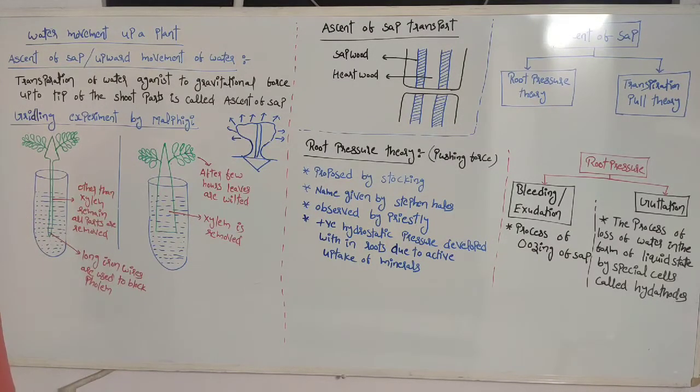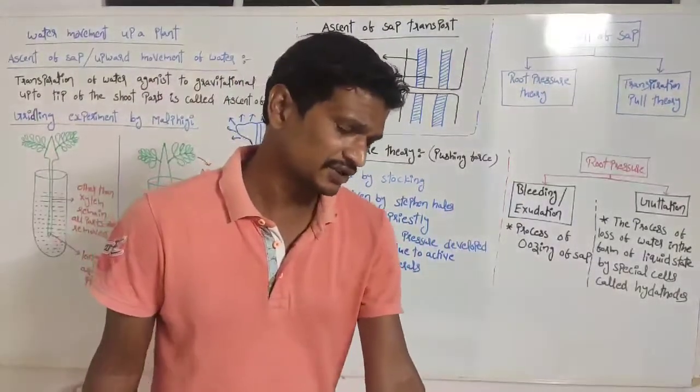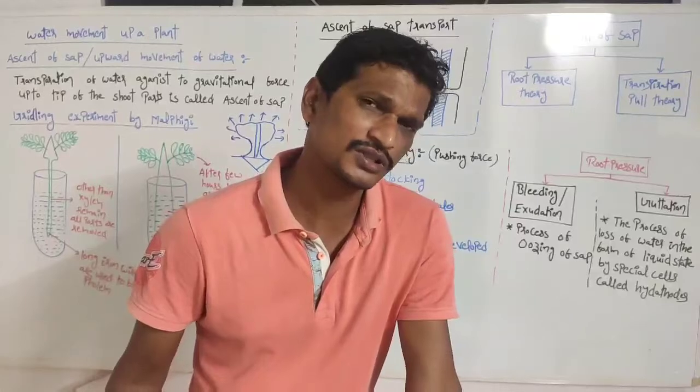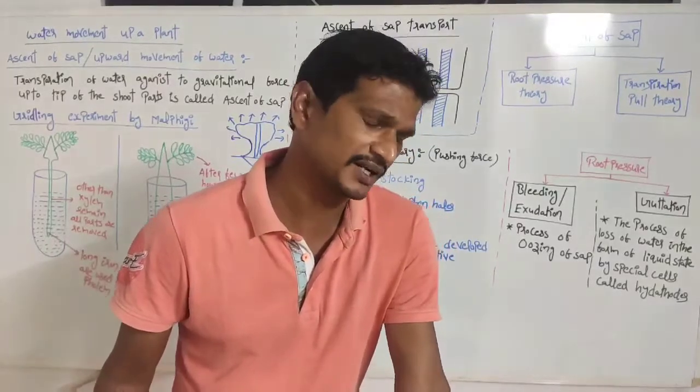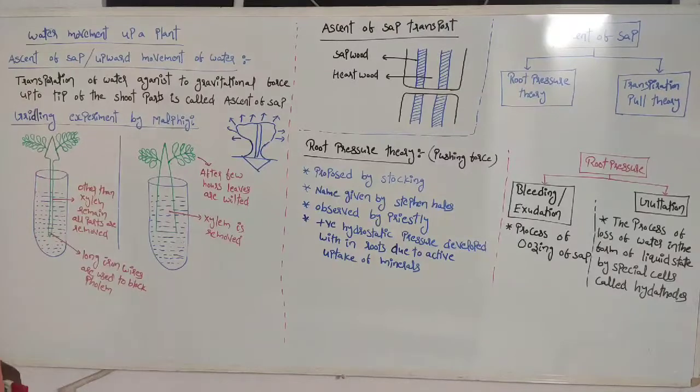Up to the shoot tips, that transportation is called ascent of sap. Ascent of sap is nothing but, against gravity, the water molecules are transported in a plant. That is called ascent of sap. This transportation is especially proven by one experiment.